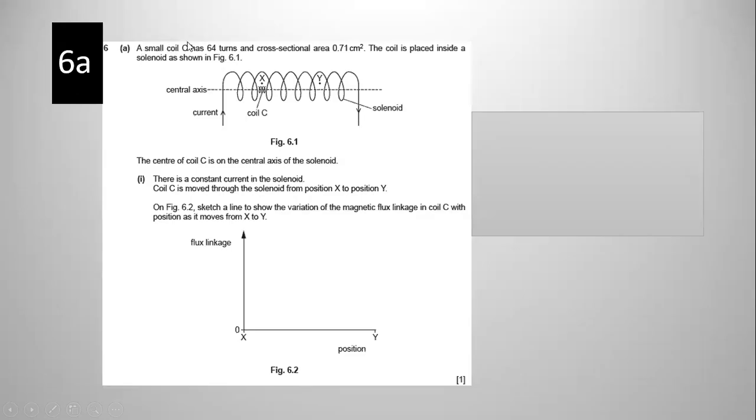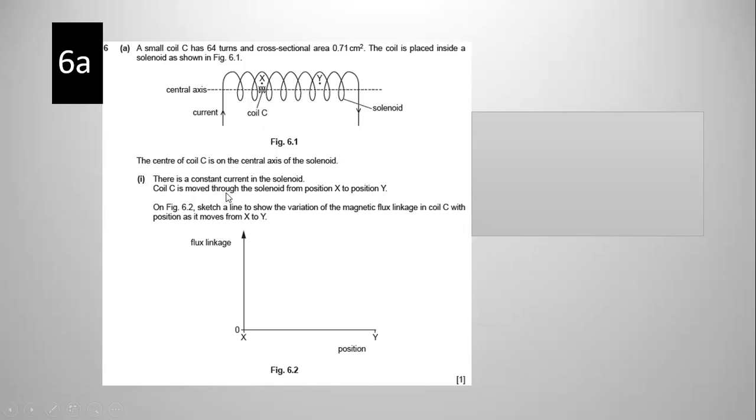Okay. A small coil C has 64 turns. That's your coil, and the cross-sectional area is given. The coil is placed inside a solenoid. That is your solenoid, as shown in figure 6.1. The center of the coil is at the center axis. That's the center axis. That's your coil. There's a constant current in the solenoid.